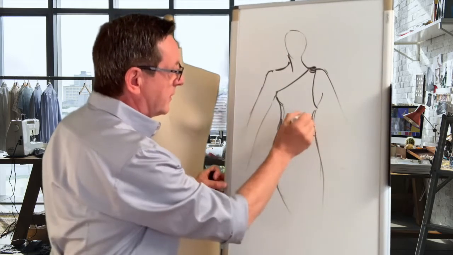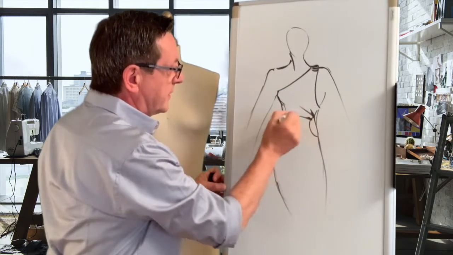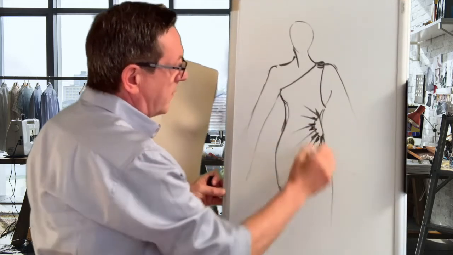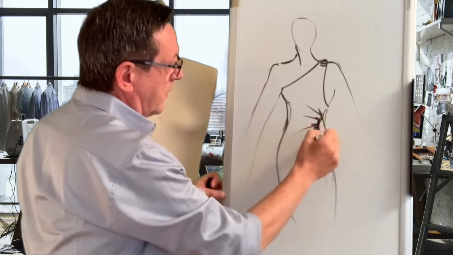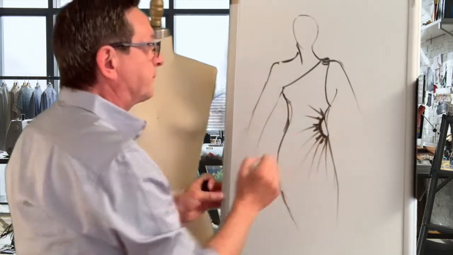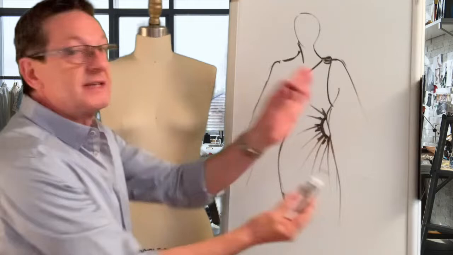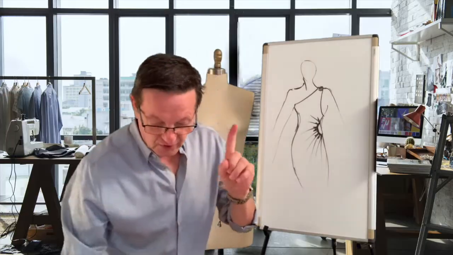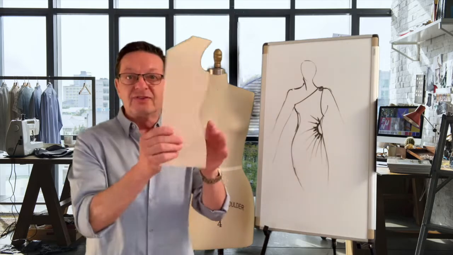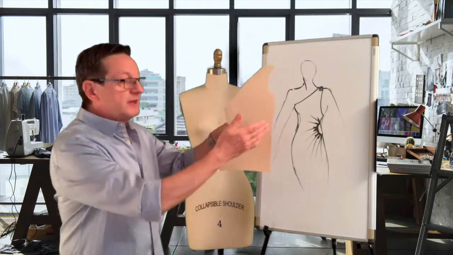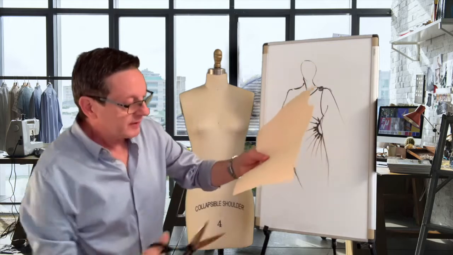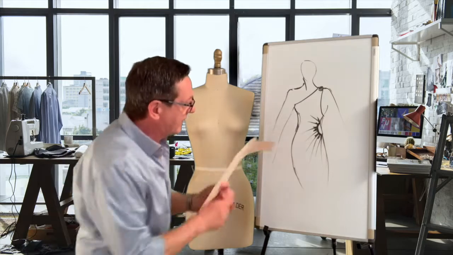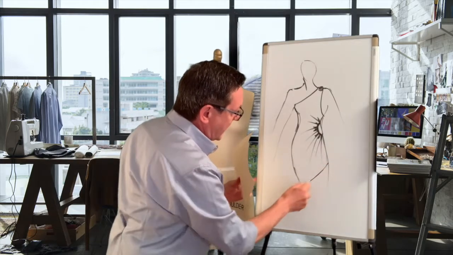Okay, so maybe something like this. Notice that the left side is different than the right side. Okay? Also, let's say that the hemline was also uneven. Let's say that the hemline was like this at an angle.